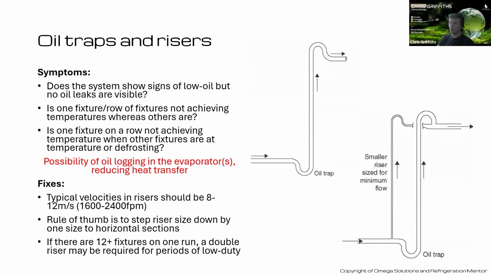You can model that in software fairly quickly. If you know what duty the system needs to be based on manufacturer's data sheets, or even looking at the condensing unit, you can model it fairly quickly. You don't have to go in depth on every single component. You'd just be looking at the vertical component of that riser. And if you do need to install a double riser, that is the sort of configuration you'd be using.